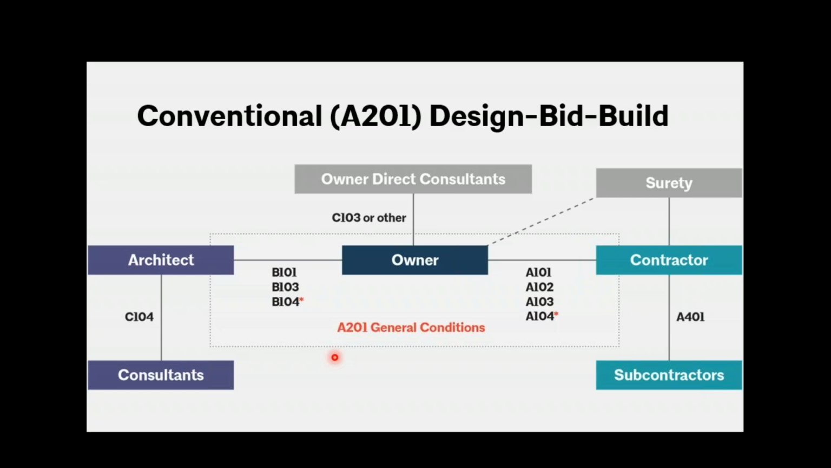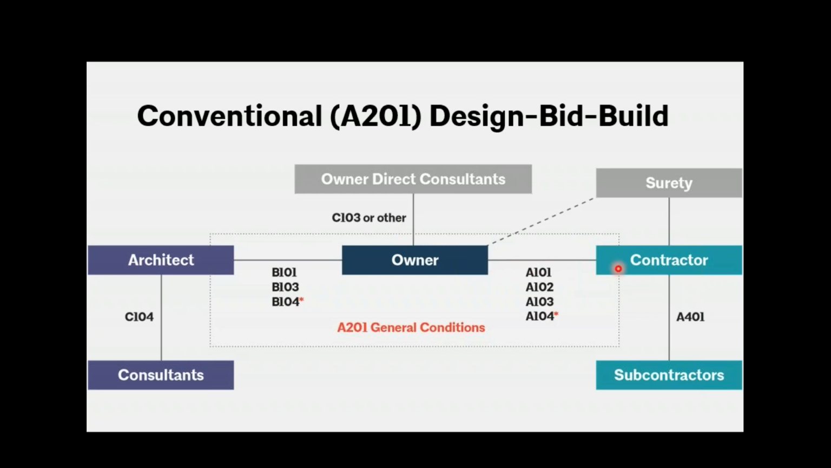So as you can see, the owner hires an architect that's going to do the design. The architect can hire consultants, and the consultants can be anybody, including another architect. And that's on the design end, on the left side of the page here. Owner, architect, and then architect, consultant. And the owner can have direct consultants as well.